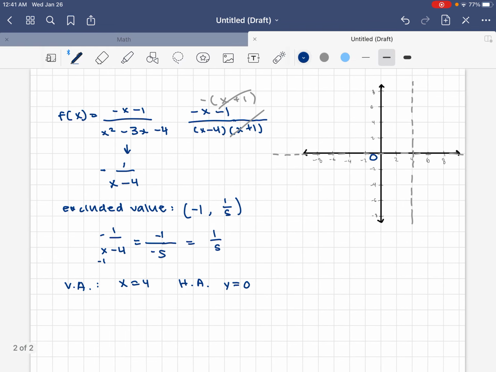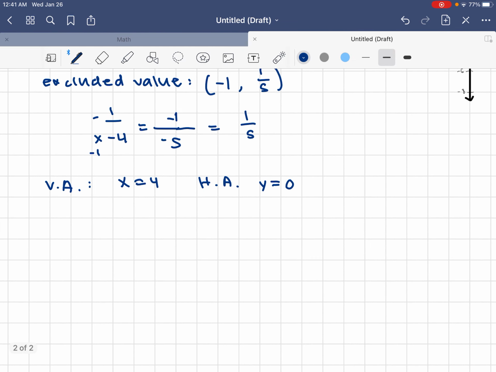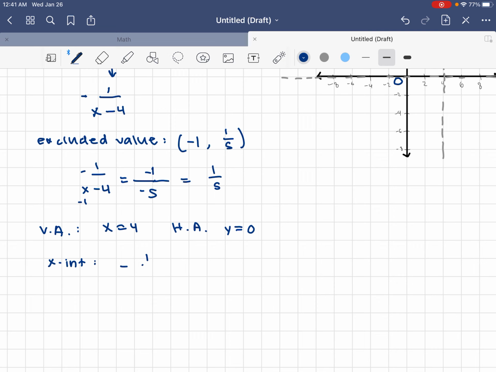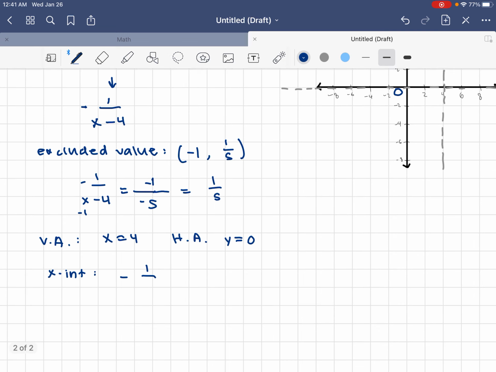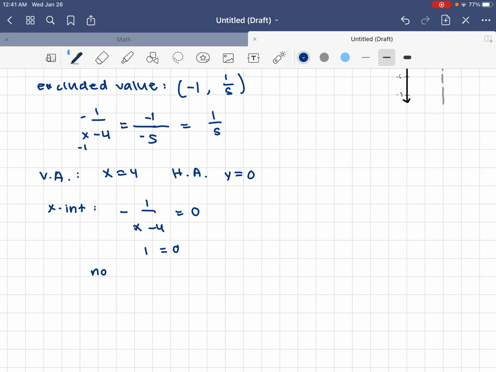Okay, now let's find our x-intercept. Like I said before, it's basically like solving for the top, because when you set it to 0, you want to get rid of the bottom. So that would literally just leave you with this, and that means there's no x-intercept.